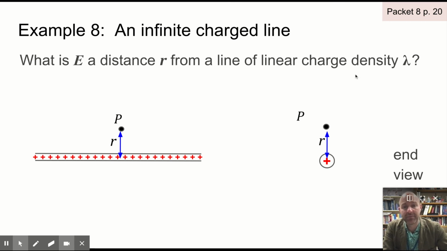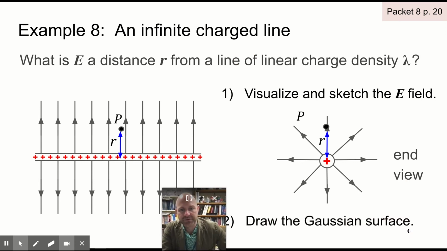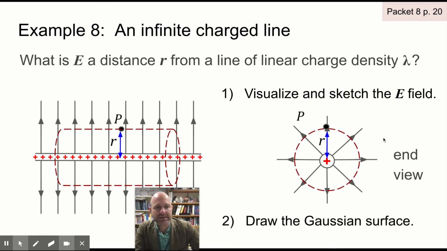And so this is looking at it from the end. If you could let the wire start at your face and run that way. If we sketch the electric field from the perspective of the side, it's going either up or down. From the end perspective, it's going radially outward, right? This isn't spherical symmetry. This is cylindrical symmetry. And so we can draw our Gaussian surface, and I'll move myself out of the way a little bit. From the perspective of the end view, it looks like a circle.